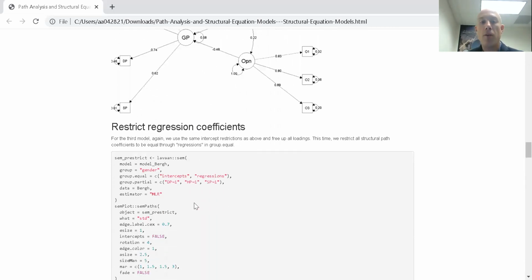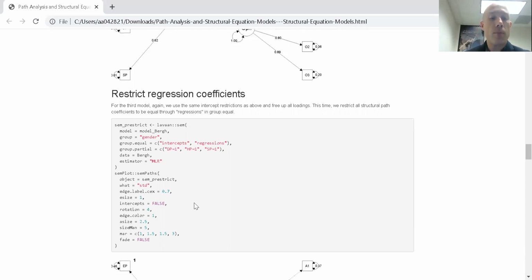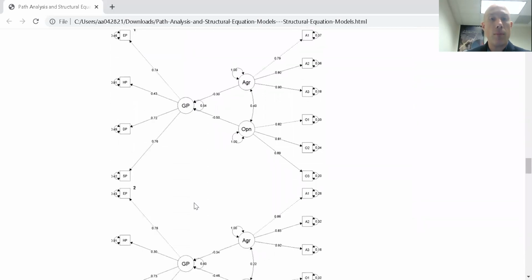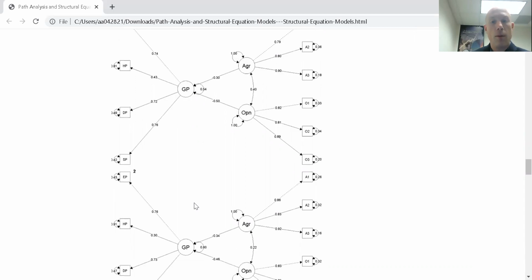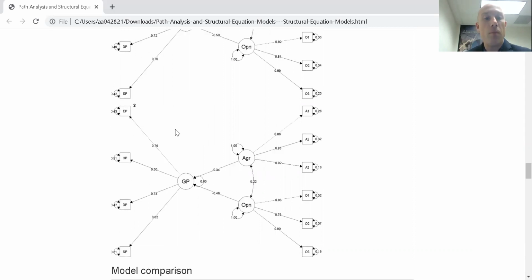Now, what we want to do is change it up. So previously we restricted the loadings. Now I want to restrict the regression coefficients. So previously the regression coefficients were free to be whatever they wanted between the 2 different groups. Now I'm going to let the loadings be unrestricted, but the regression coefficients have to be equal across the 2 genders. And we get our 2 diagrams once again.